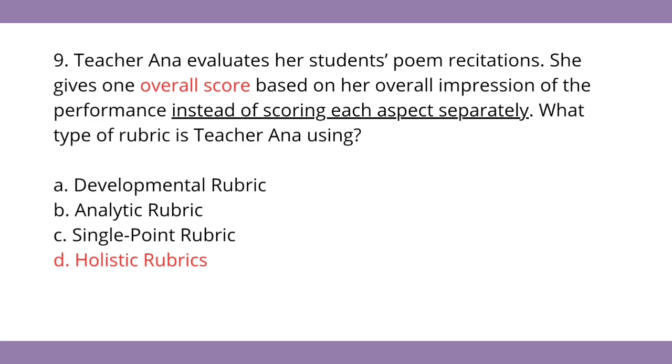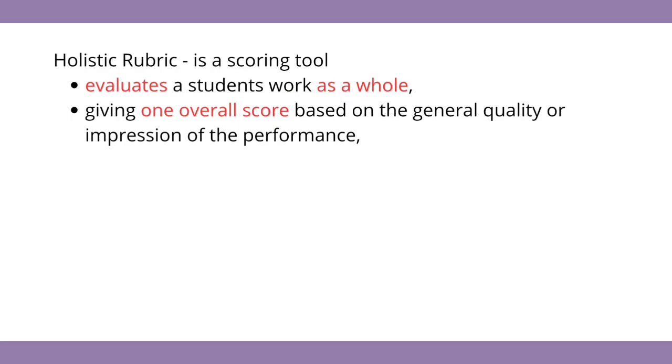In the scenario of Teacher Anna, she looks at the performance as a whole, assigns a single score that reflects overall quality, and focuses on general impression rather than individual criteria. Holistic rubrics are quick to use and emphasize overall effectiveness, but they provide less detailed feedback, as students cannot see which specific parts need improvement.